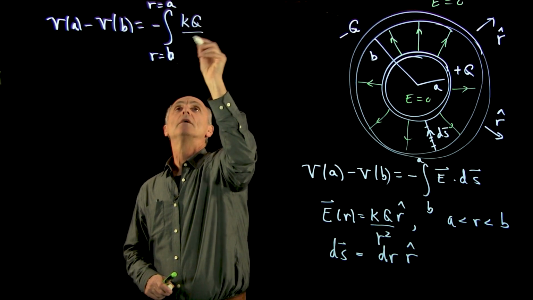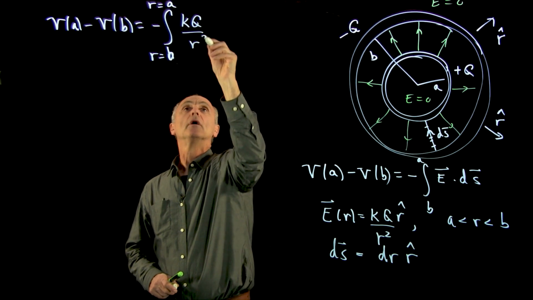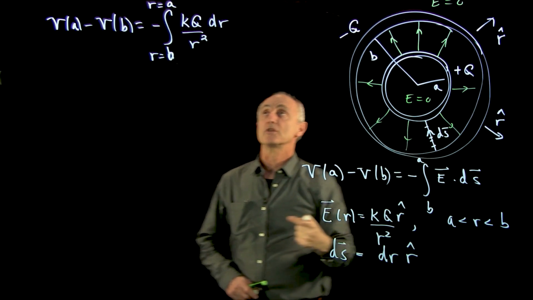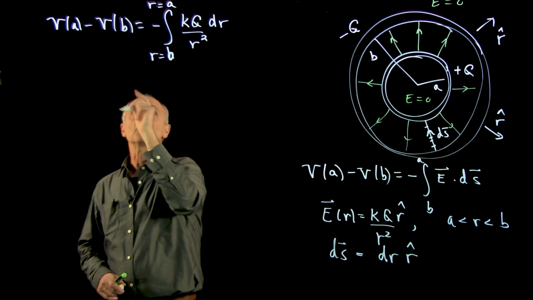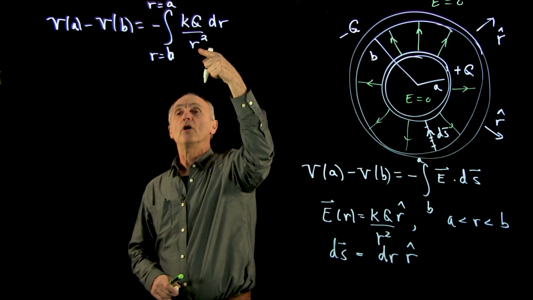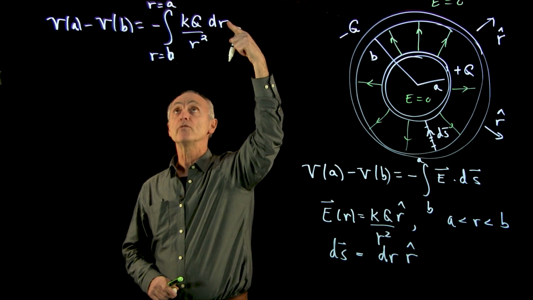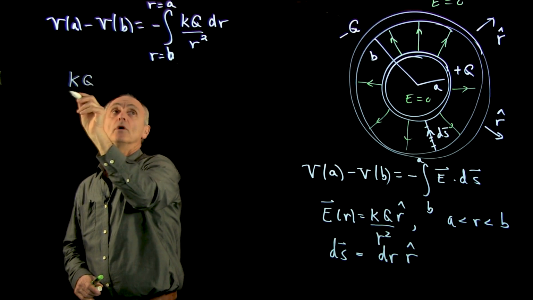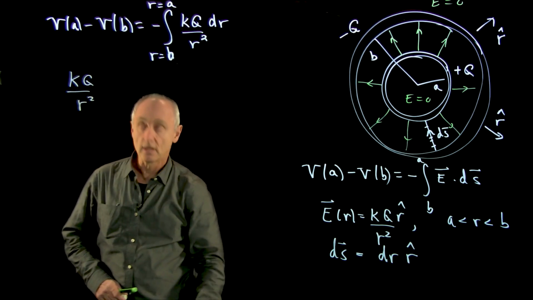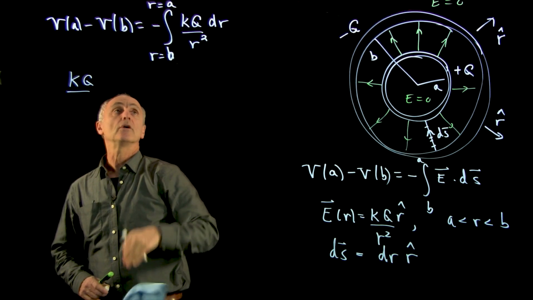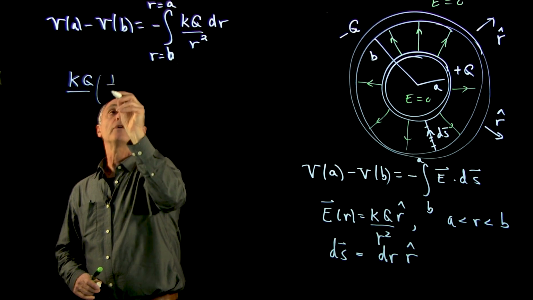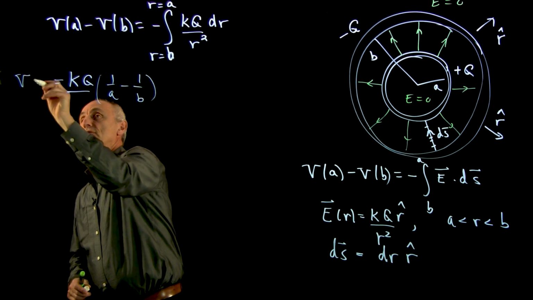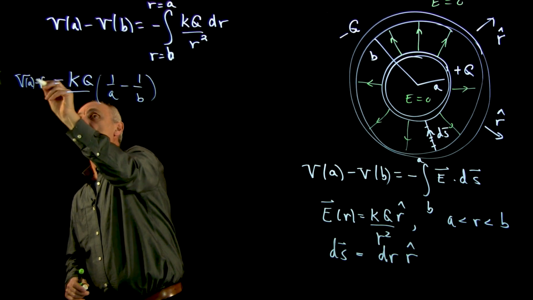So we have a one-dimensional integral, representing taking a path just in one dimension. And this, again, is a straightforward integral. The integral of dr over r squared is negative 1 over r. The two minus signs cancel. So we get kq, putting the endpoints in, times 1 over a minus 1 over b, and this is the potential difference, V of a minus V of b.